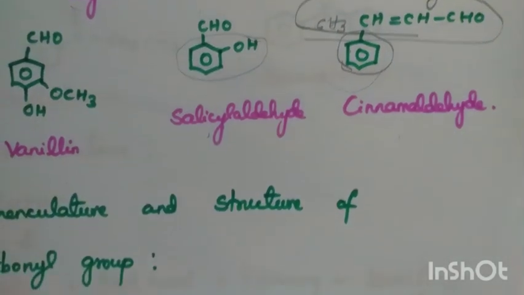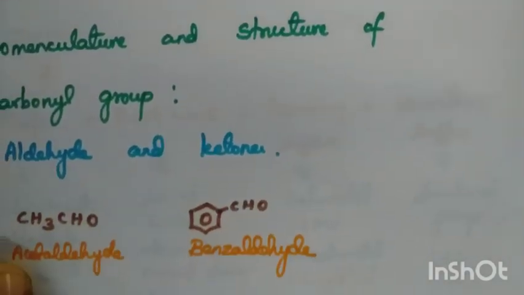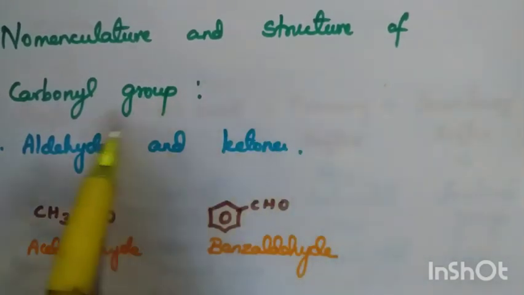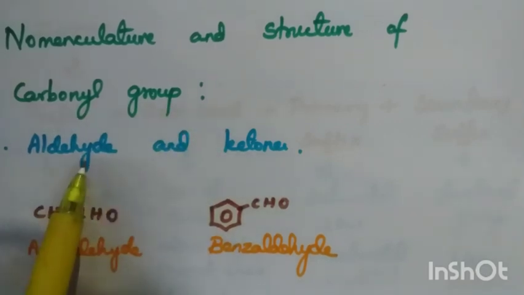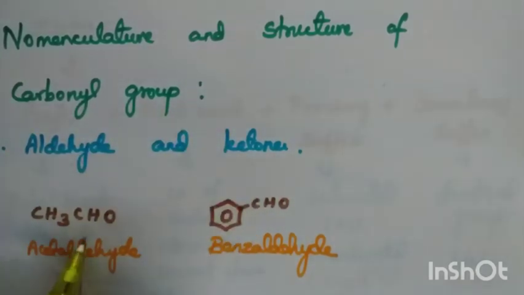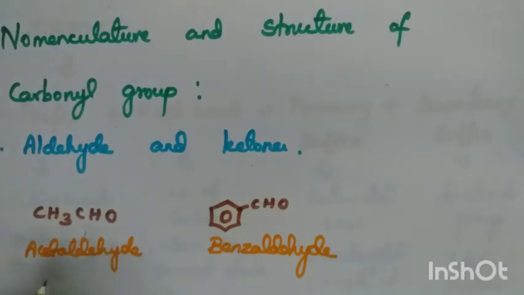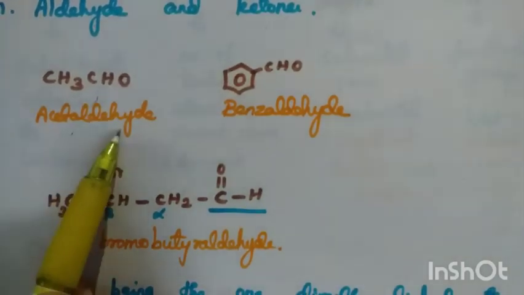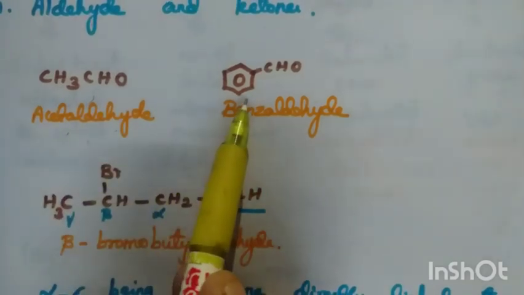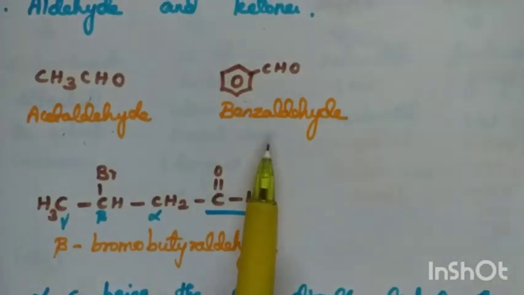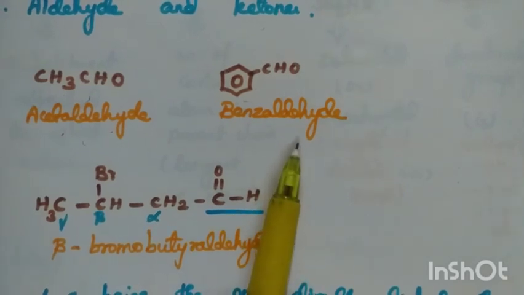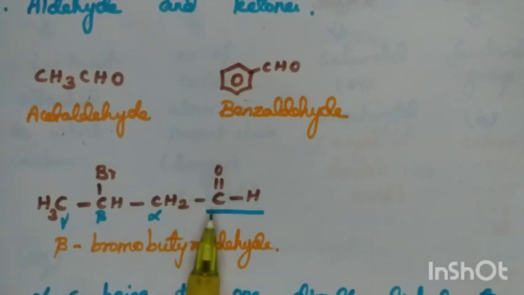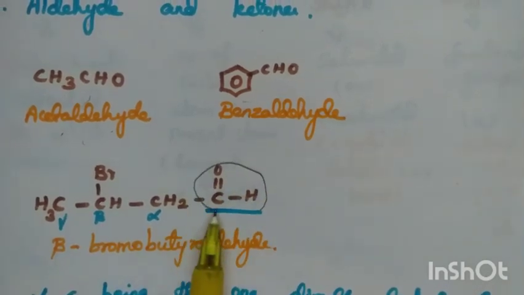Now we are going to see the nomenclature and structure of the carbonyl group. First we are going to see the aldehydes and ketones. A simple example for aldehyde is acetaldehyde, CH3CHO. If the CHO group is attached to a benzene ring, it is called benzaldehyde. Now it is a substituted aldehyde. This is our functional group called aldehyde.